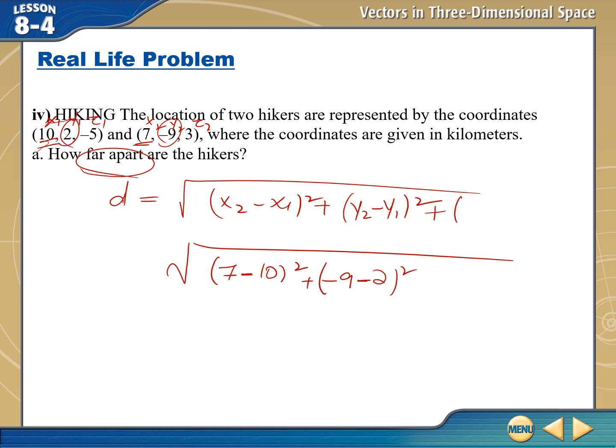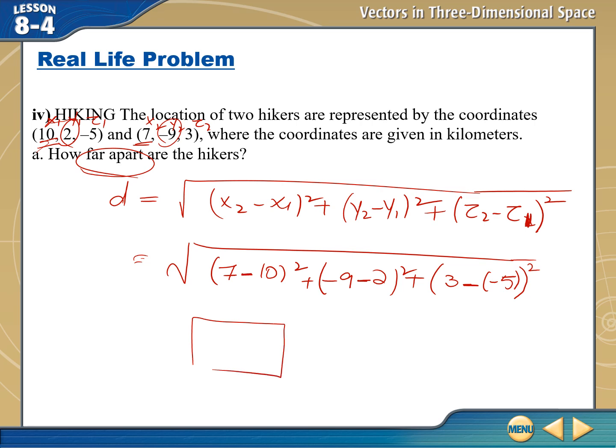Then complete the formula: (z2 minus z1) whole square, and extend this line. So z2 is our 3 minus z1 is -5. When you write in the bracket, don't forget to close the bracket and then put the power 2 at the end. Write it in the calculator, get the answer. How far apart are the hikers? Their coordinates are given in kilometers, so their distance will be given in kilometers. Don't forget to put the units at the end.